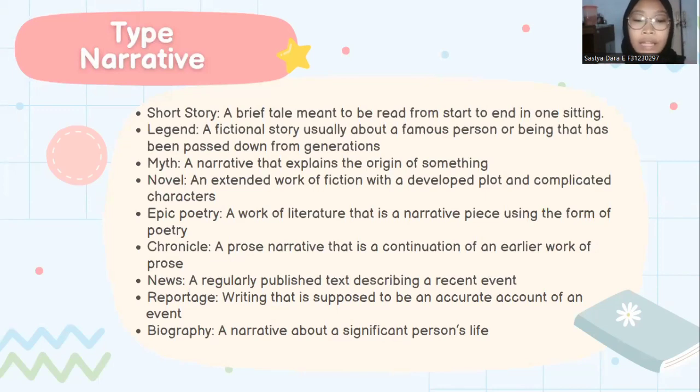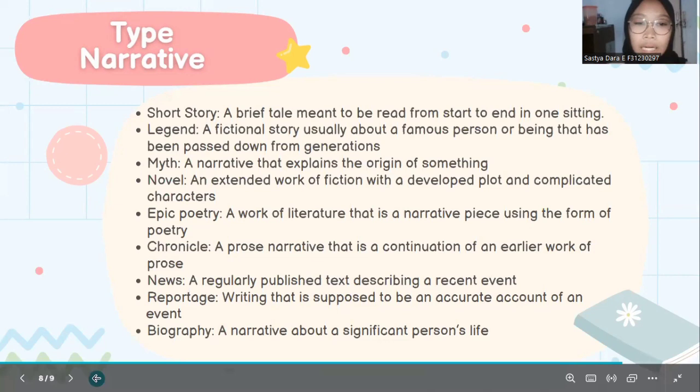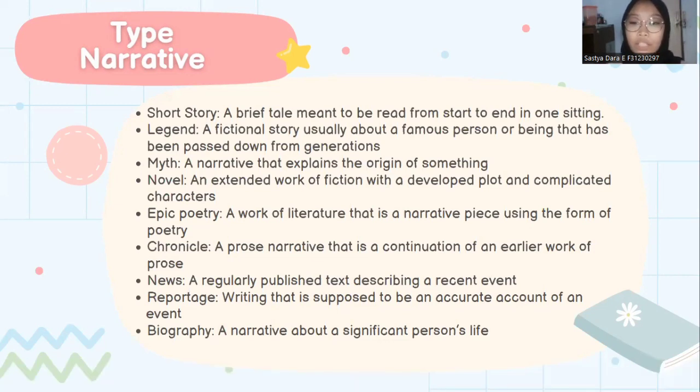Types of narrative. There are lots of different kinds of narrative text, such as short story, which is a brief tale meant to be read from start to end. Legend, a fictional story usually about a famous person, passed down from generation to generation. Myth is a narrative that explains the origin of something.